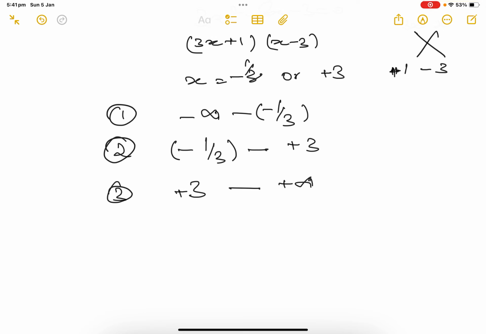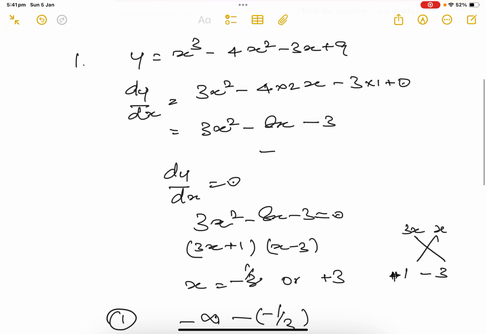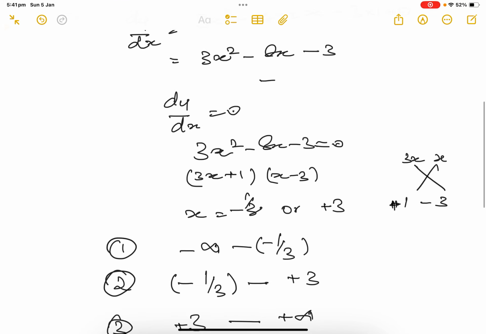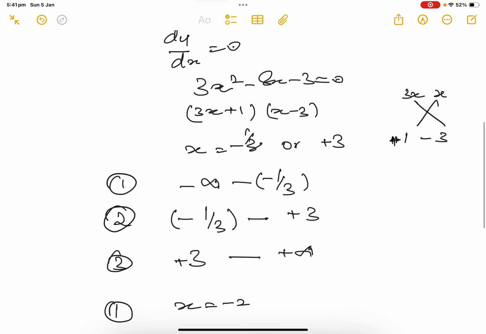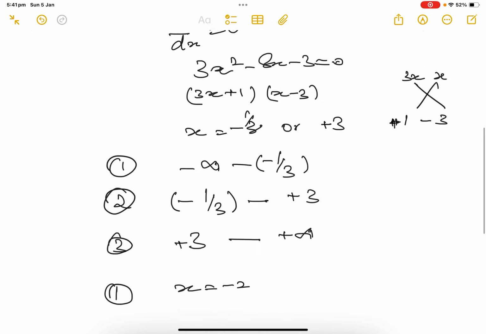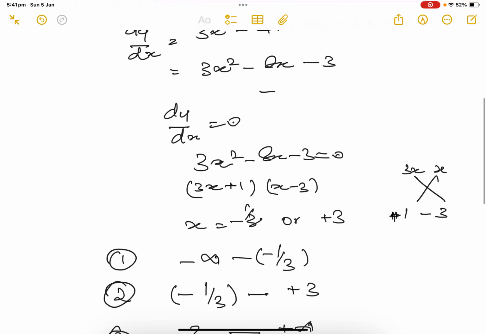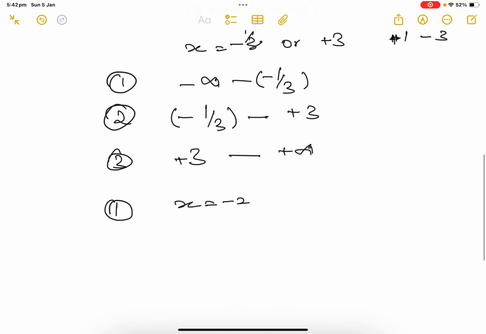Let's look at the first one. Find a value within that range. So let's take x equals minus 2. We substitute that value, minus 2, into dy over dx. As we said, the range of x for which y is increasing means dy over dx has to be greater than 0. So the first value we substitute is minus 2.